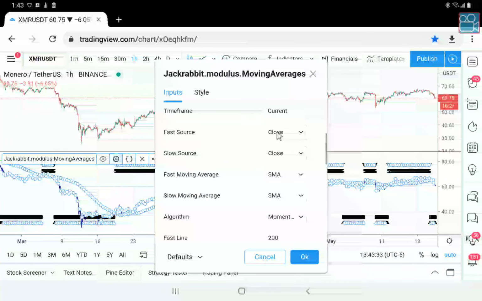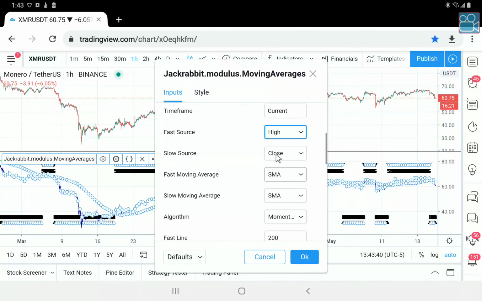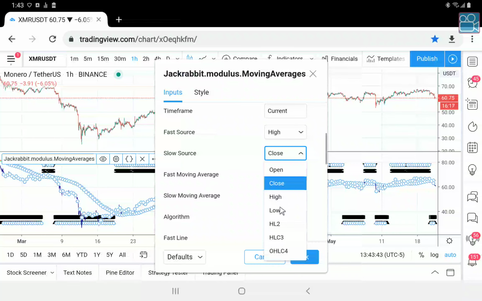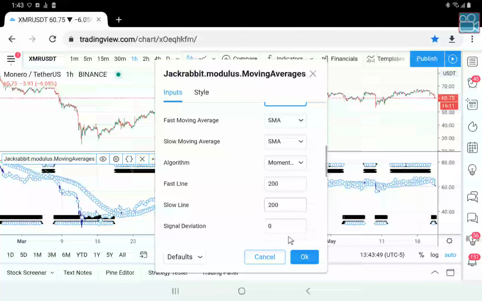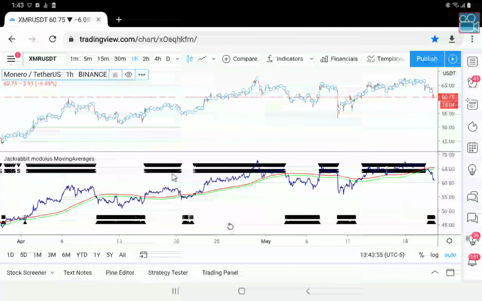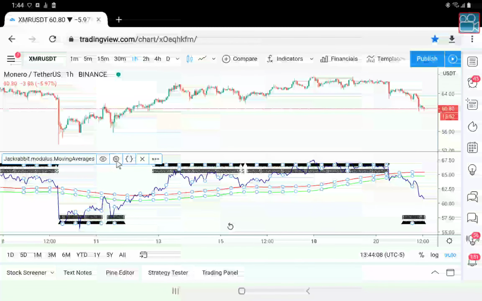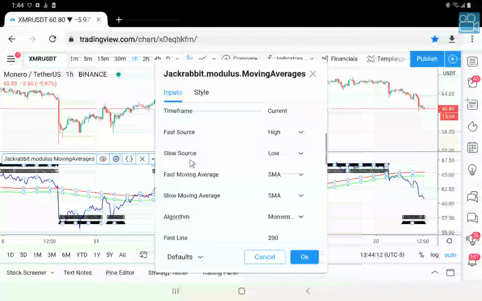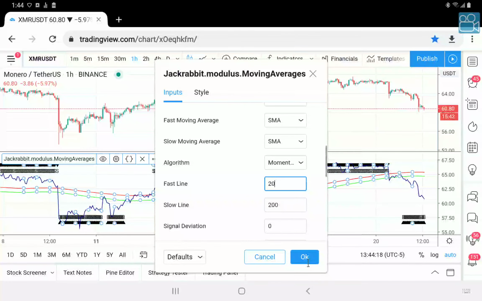Let's start with taking the fast line, or the upper boundary of momentum, to a high, and the slow line, or the lower boundary of momentum, to a low. And now we have a momentum band. But we're not done yet. We can actually do more, because this momentum indicator is quite sophisticated. And it knows the difference.